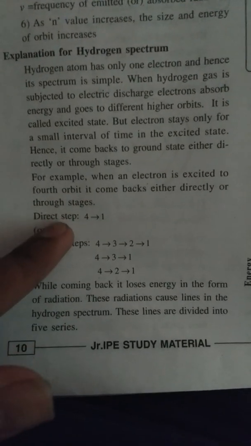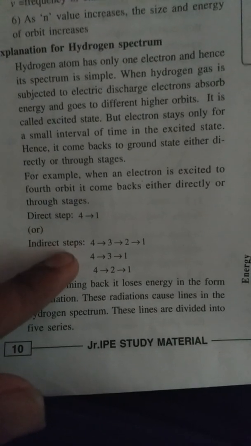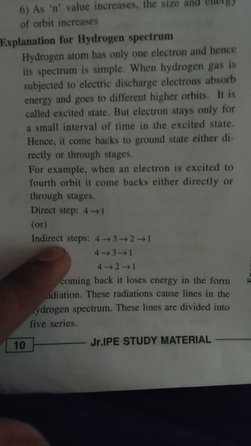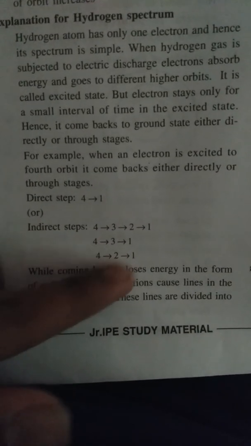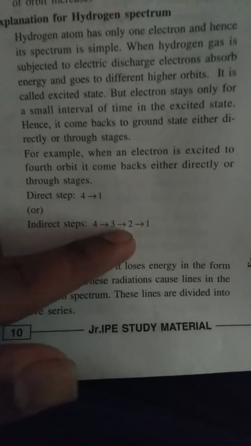For example, when an electron is excited to the fourth orbit, it comes back either directly or through steps. Direct step: 4 to 1. Indirect steps: 4 to 3, 3 to 1; 4 to 2, 2 to 1; 4 to 3, 3 to 2, 2 to 1.